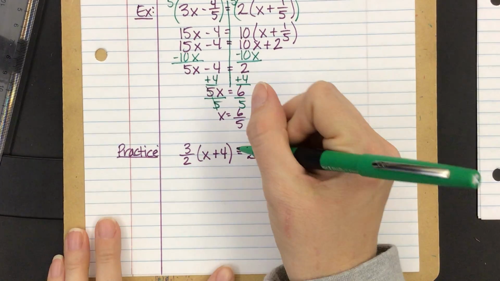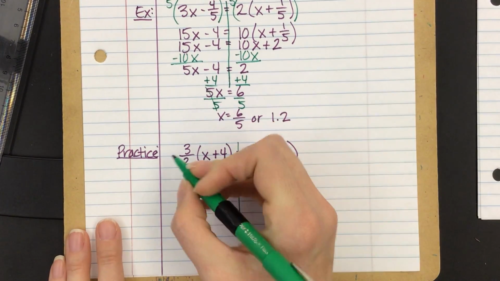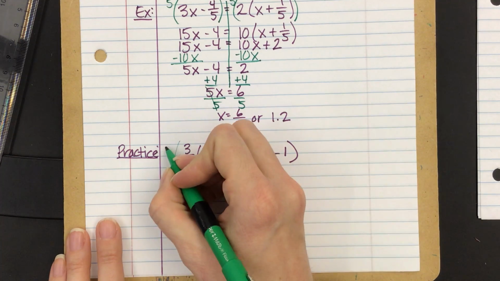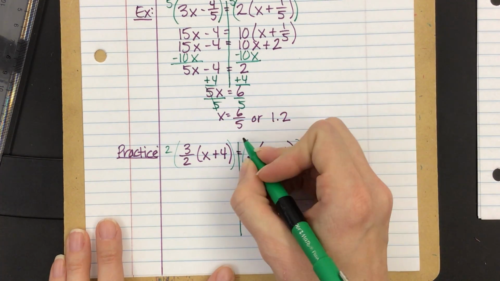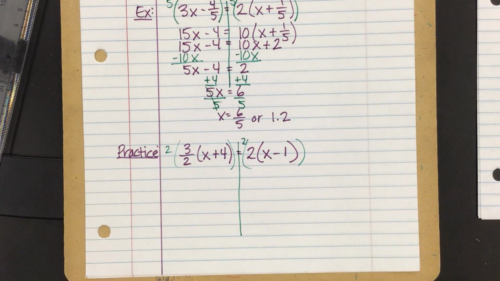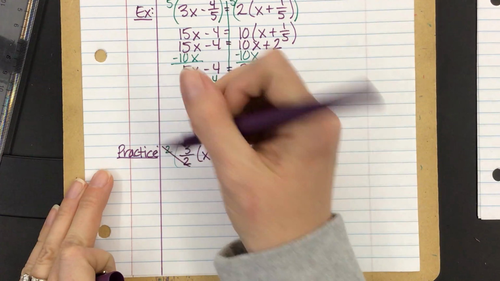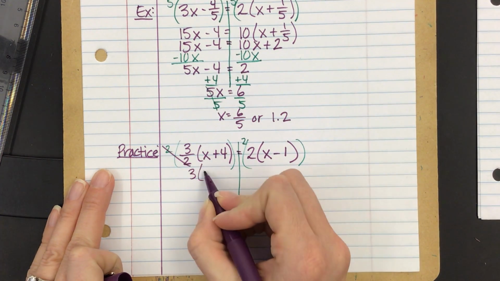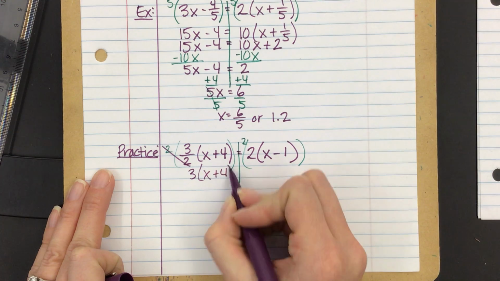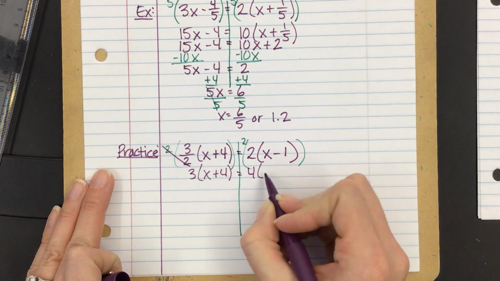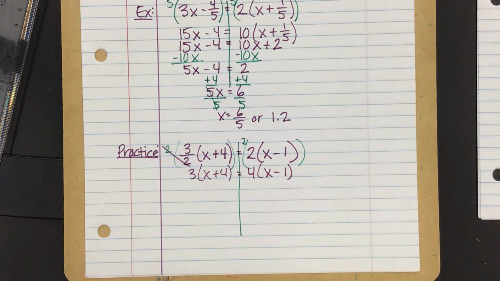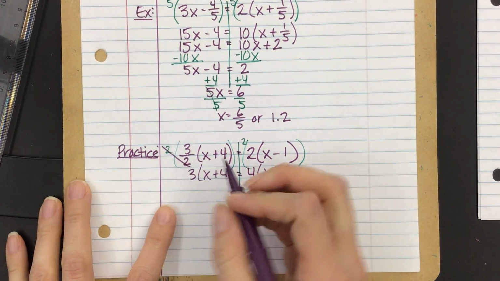All right, let's take a look at what happened here. I'm just going to quickly fill this in for the sake of my notes. So this is going to become, these cancel out, and you get 3 times x plus 4 equals 4 times x minus 1. So clearly you guys did a good job of making sure that you multiplied that right. Then we distribute.